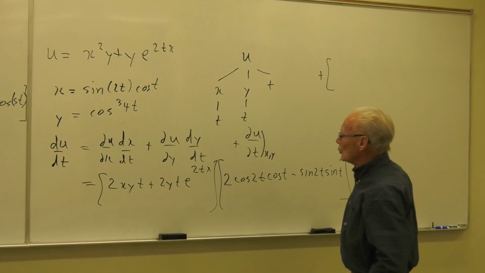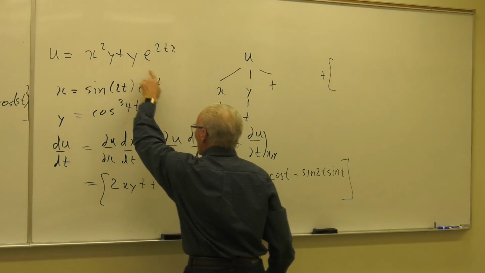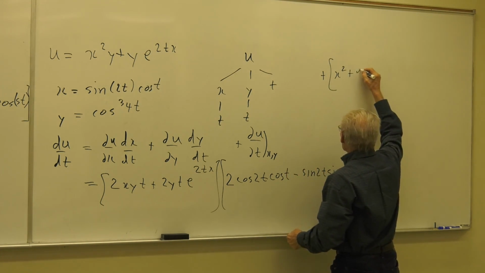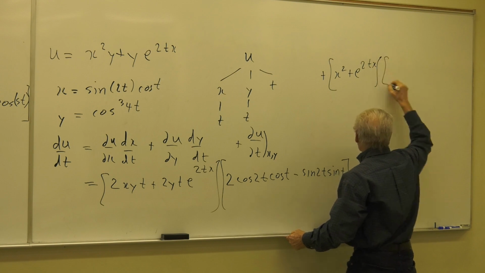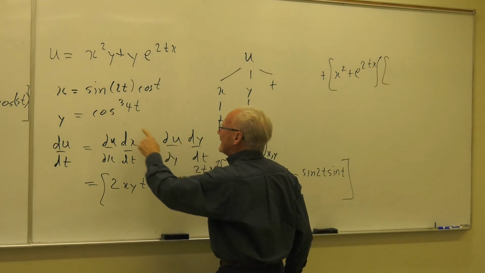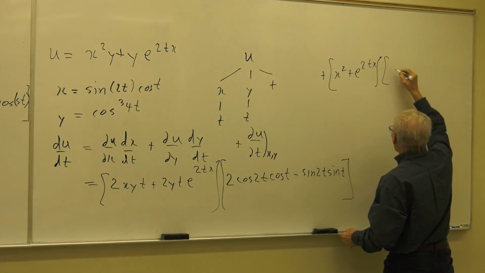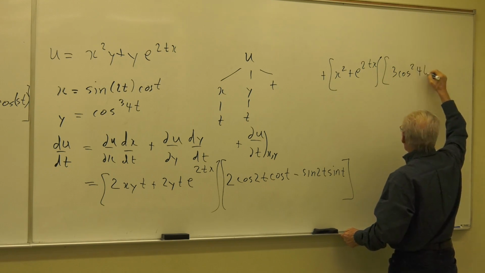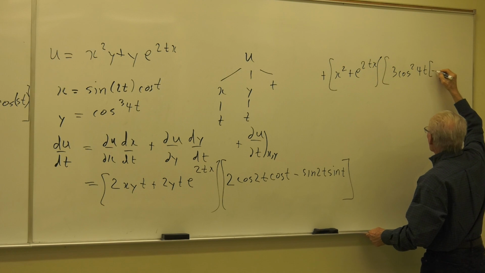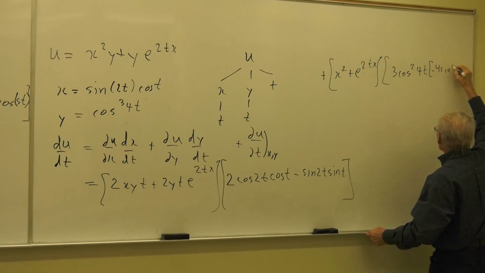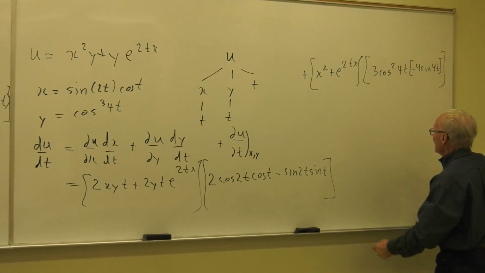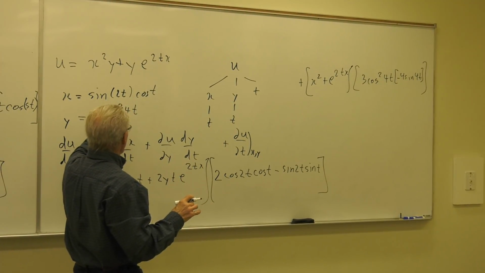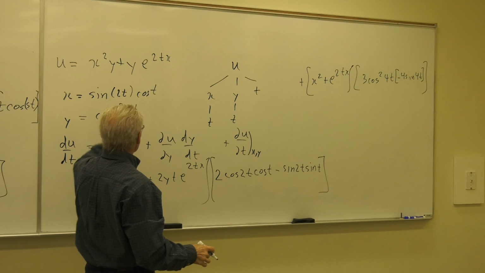du dy. Differentiate this with respect to y: x squared, with respect to y, plus e to the 2tx, multiplied by dy dt, differentiating that. Bring down the power. Lower the power by 1. Differentiate cosine 4t: minus 4 sine 4t. How does that look for the derivative of this one? Brought down the power of 3, lowered it to 2. Differentiate the cosine, turn to a sine, that looks good.